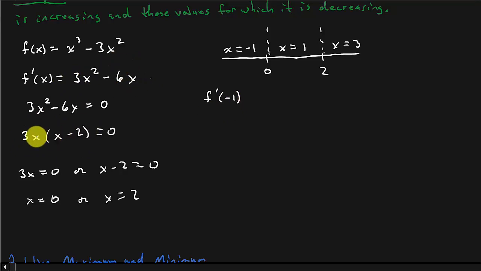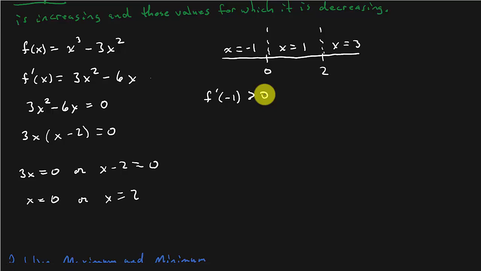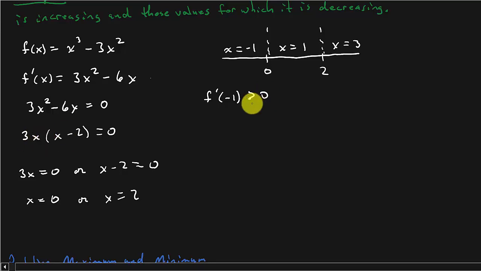Okay? So let's plug the -1 in. If I plug the -1 in, I get 3 times -1 is -3, and then -1 minus 2 is -3. So look at this, I've got a negative times a negative, which is positive. That's all I care about. I don't care what the exact number is. All I want to know is, is it positive or is it negative? And I can see when I plug in the -1, I get a positive, and so that means it's increasing.